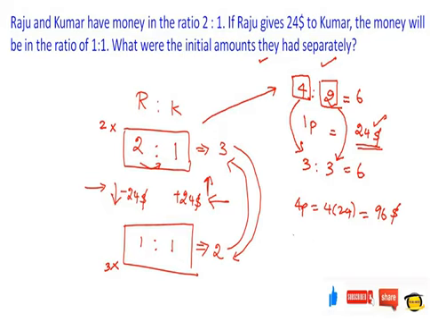And what about Kumar? Kumar is initially having 2 parts of the money. So 2 times 24, that is equivalent to $48. So the initial amount which Raju had was $96, and the initial amount which Kumar had was $48. That's it.